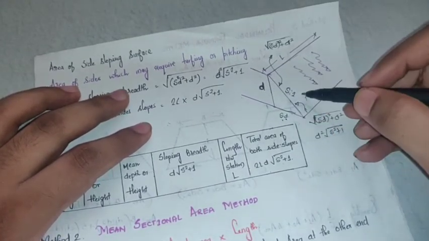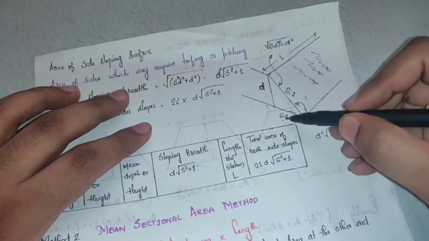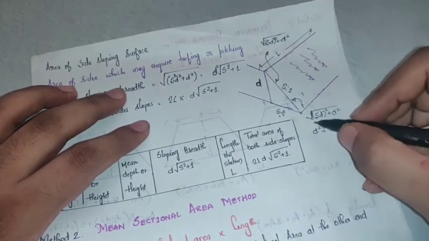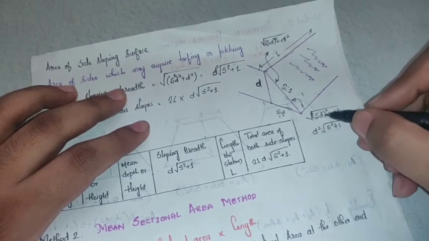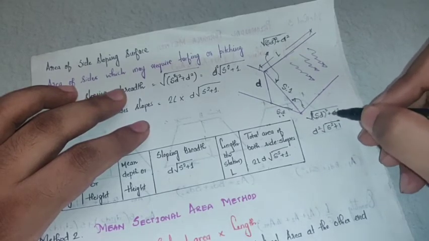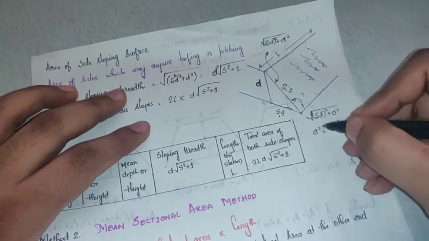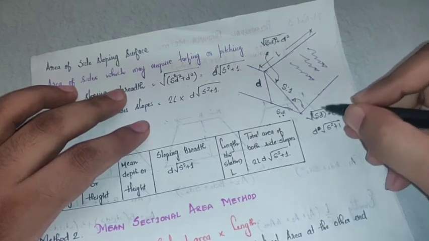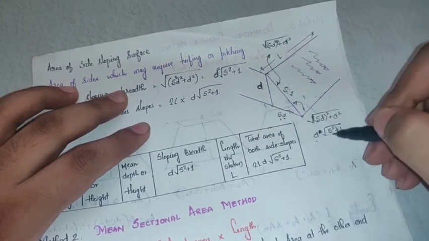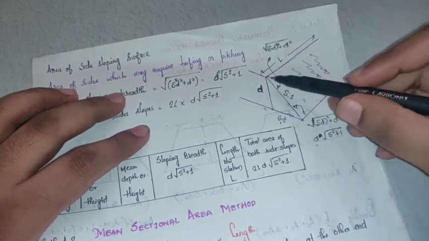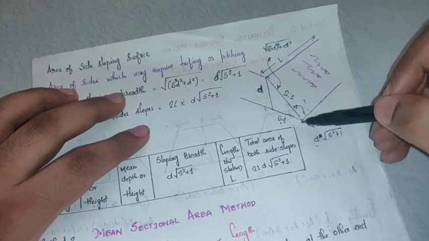So this will be the root of S D square plus D square. Here, D square is common in both terms, so take D square outside. When you take D square outside, the square cancels and it is left with D. So it is root of S square plus 1. This is the length of this inclined portion.